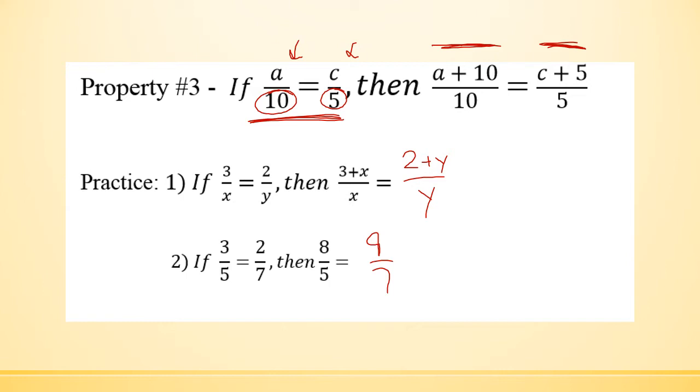Now here's the thing. Students will see the property here, number 3, and they'll see number 1, and they'll be like, okay, I got it. And we do one like number 2, and they're like, what in the world just happened? Well, let me show you what happened.